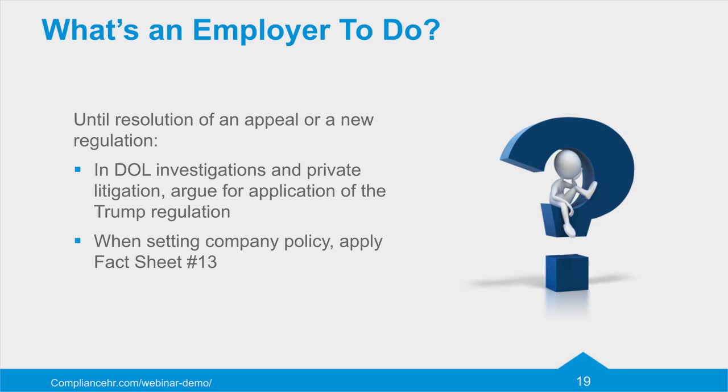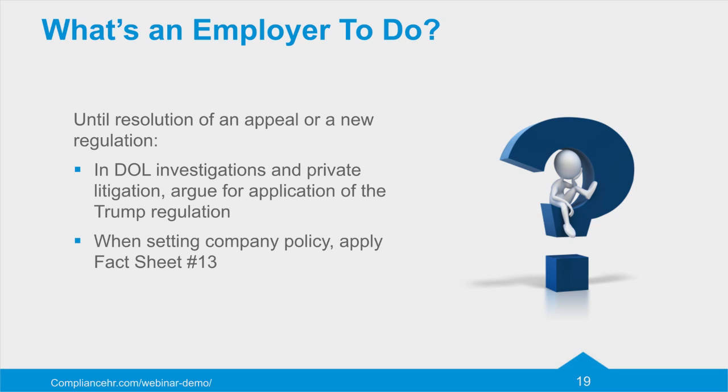The DOL could win the appeal, or they could do new regulation, and if they do new regulation, it's not going to be like the Trump regulation. So if you're a policymaker trying to determine whether to allow a worker to be an independent contractor or whether you have to hire them, then I would suggest going ahead and following Fact Sheet 13, which DOL has on its website. And don't worry, I'm going to tell you where it is. That's the guidance currently posted on the DOL's misclassification website.